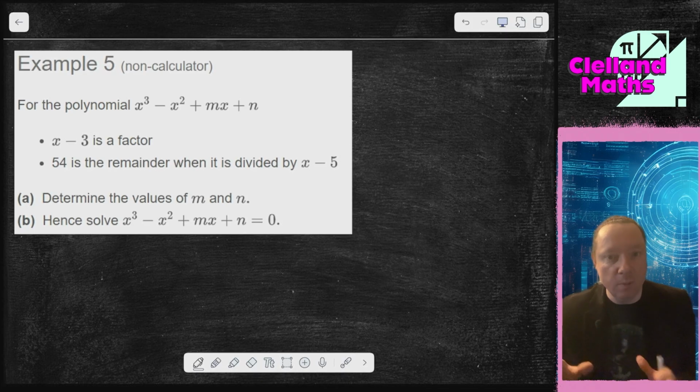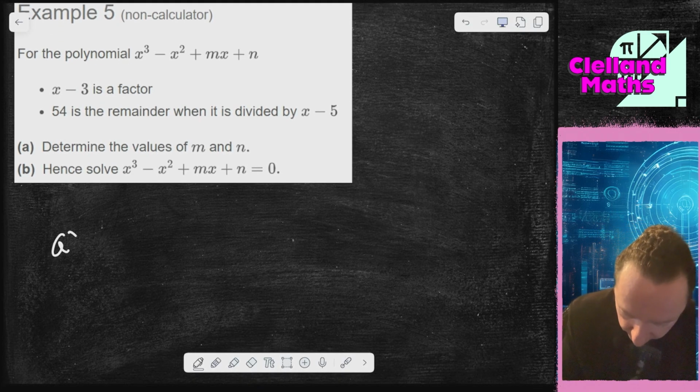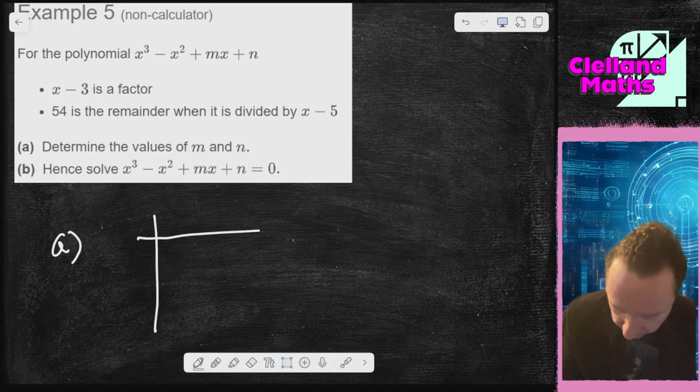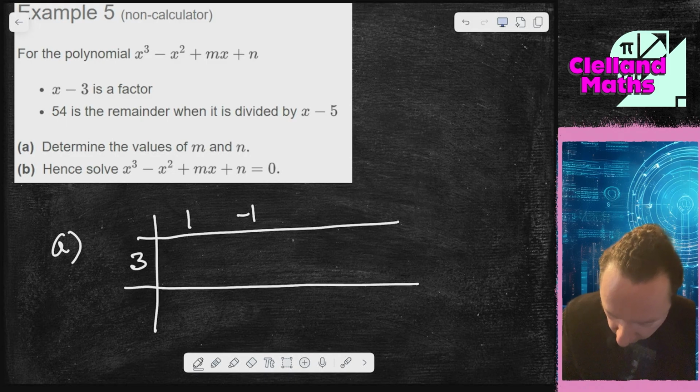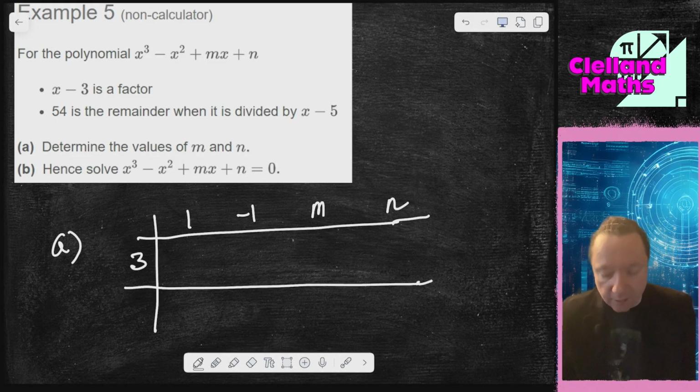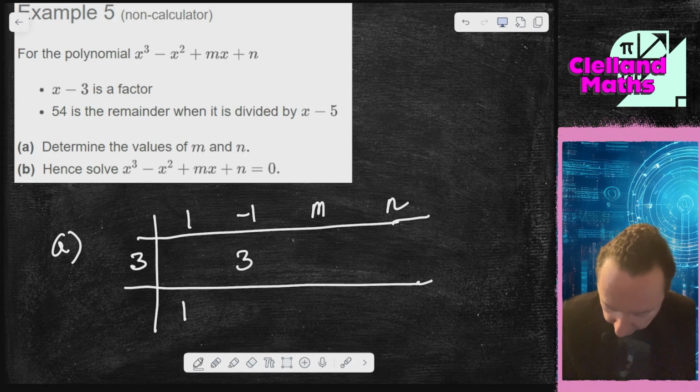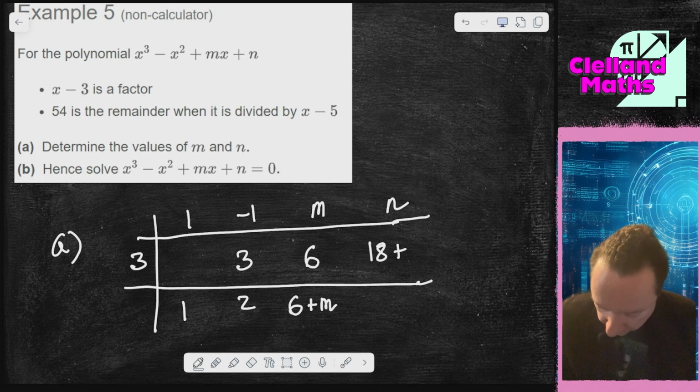If it's not 0, it still tells you something. So let's see what it tells us. Let's put in 3 first, because x minus 3 is a factor, so 3 is our root. 1, minus 1, m and n. You can do it with synthetic division, or you can just sub in directly. 1 times 3 is 3, 3 minus 1 is 2, 2 3s is 6, 6 plus m, times by 3, 18 plus 3m, 18 plus 3m plus n.